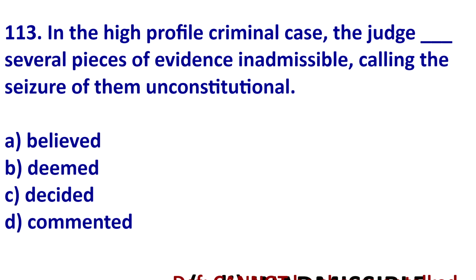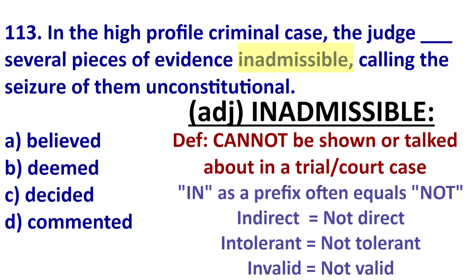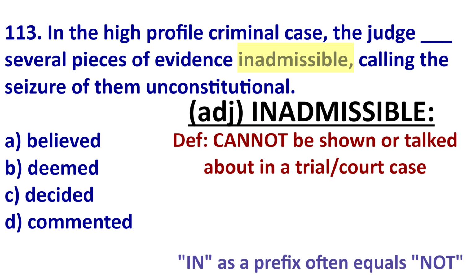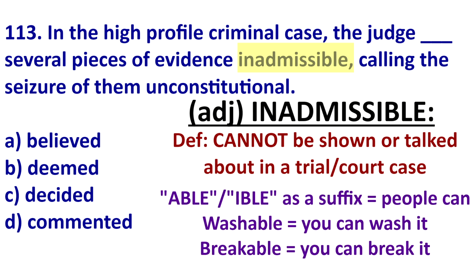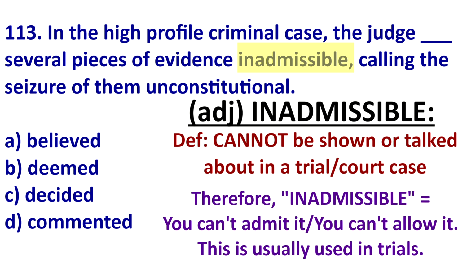The next word that might be new here is inadmissible. In as a prefix often means not. For example, indirect, not direct; intolerant, not tolerant; invalid, not valid. So we have inadmissible. Able as a suffix means you can. For example, if something is washable, you can wash it. If something is breakable, you can break it. So inadmissible means not, so you can't admit it. It can't be admitted. It can't be used in court.